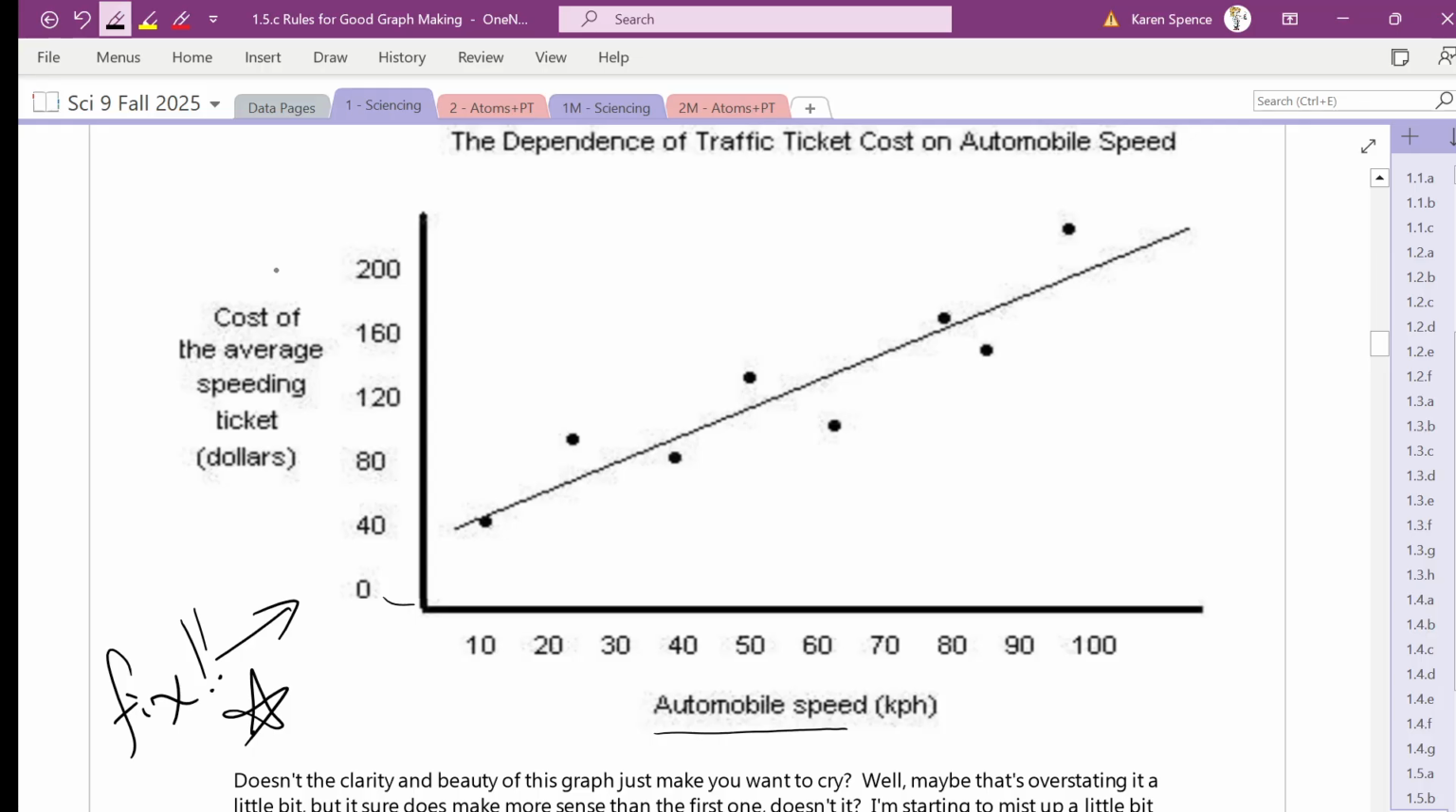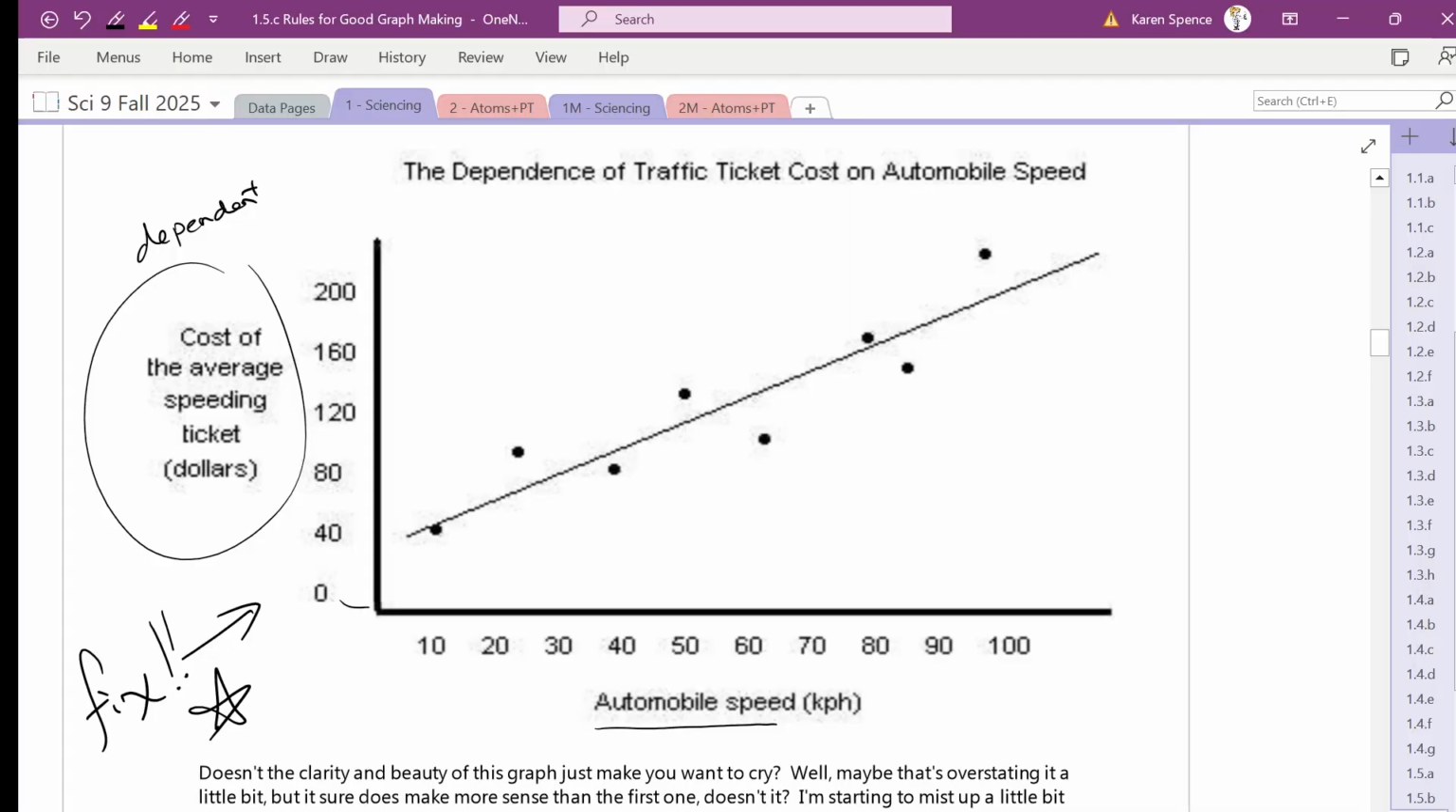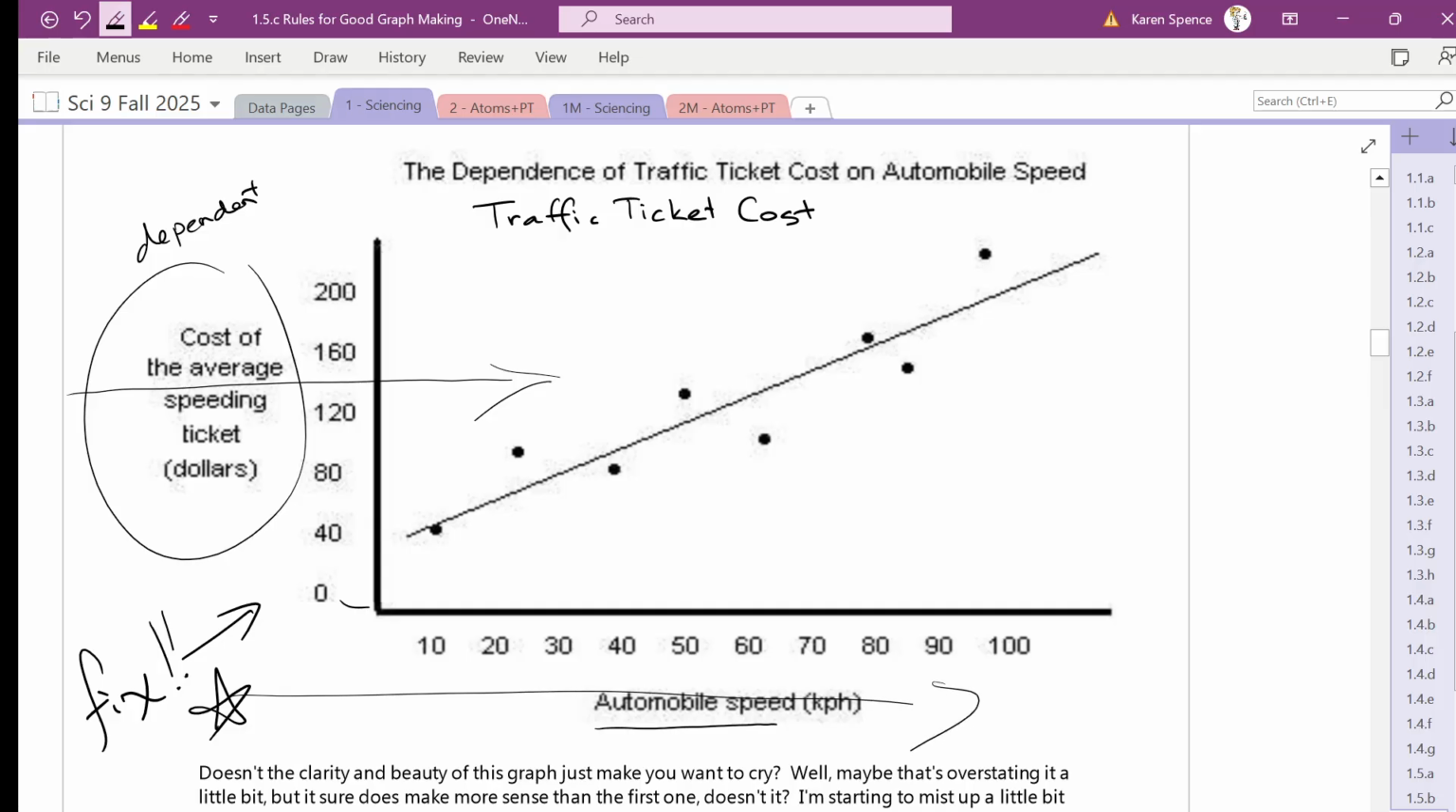We know that the dependent variable is the cost of the average speeding ticket. And we've got it titled The Dependence of Traffic Ticket Cost on Automobile Speed. You could also write that as traffic ticket cost. Remember, what do you come across first when you're reading? First, you come across the cost, and then you come across the speed, versus speed.